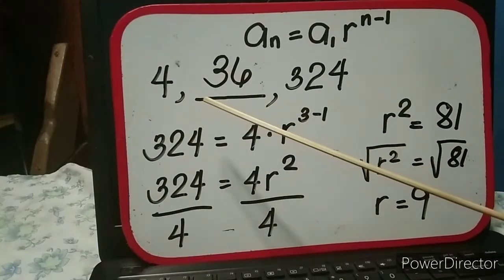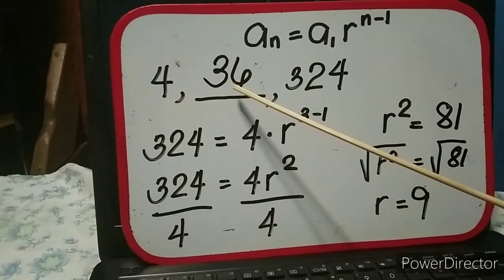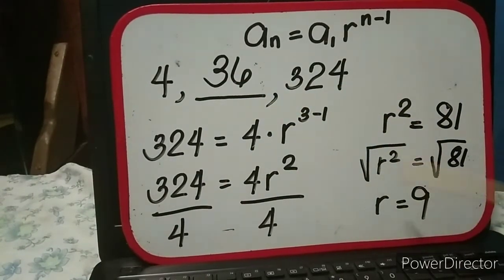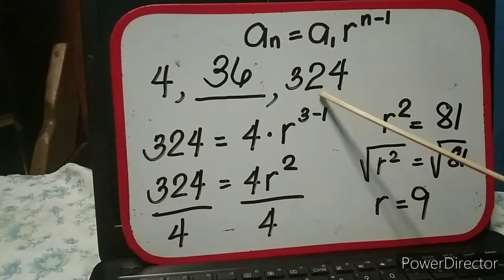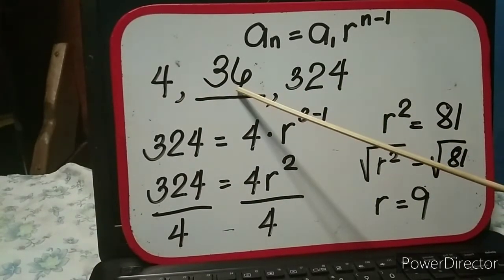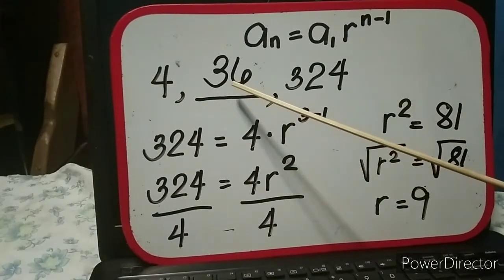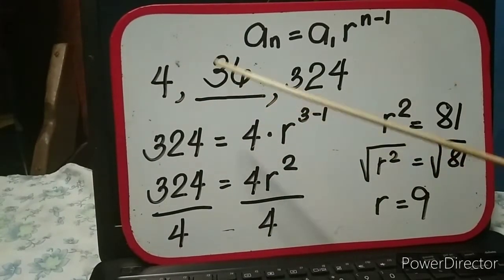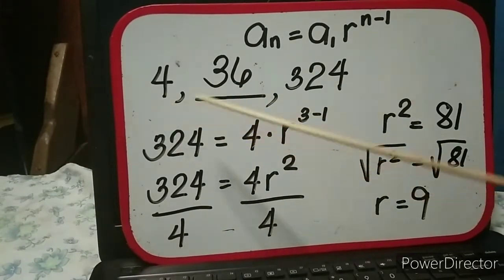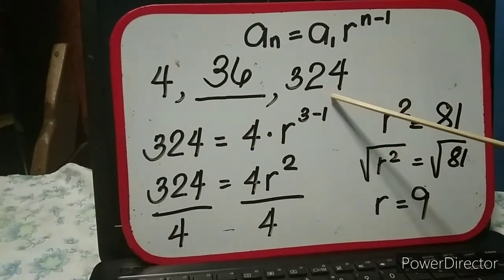Another way of finding the geometric mean is to divide the last term by the common ratio of 9. That is 324 divided by 9. Still, the answer is 36. Therefore, we have now inserted one geometric mean between 4 and 324.